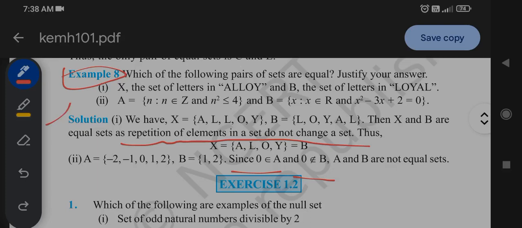Solution. First, we have X is equal to A comma L comma L comma O comma Y. B is equal to L comma O comma Y comma A comma L. Then X and B are equal sets, as repetition of the elements does not change a set. Thus, X is equal to A comma L comma O comma Y is equal to B. Second, A is equal to minus 2, minus 1, 0 comma 1 comma 2. B is equal to 1 comma 2. Since 0 belongs to A and 0 does not belong to B, A and B are not equal sets.